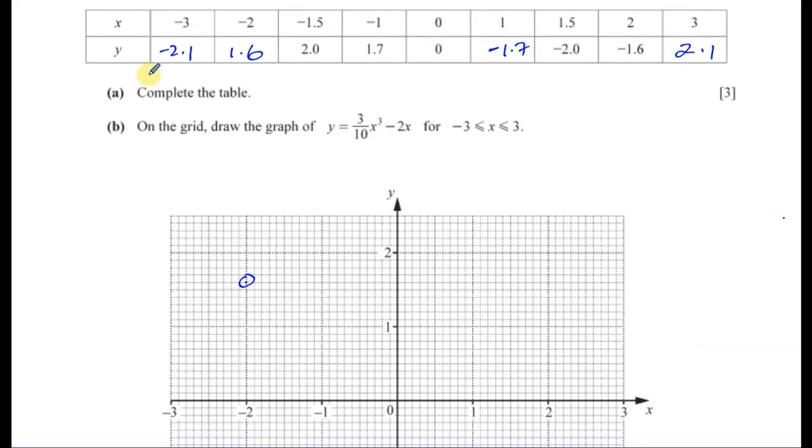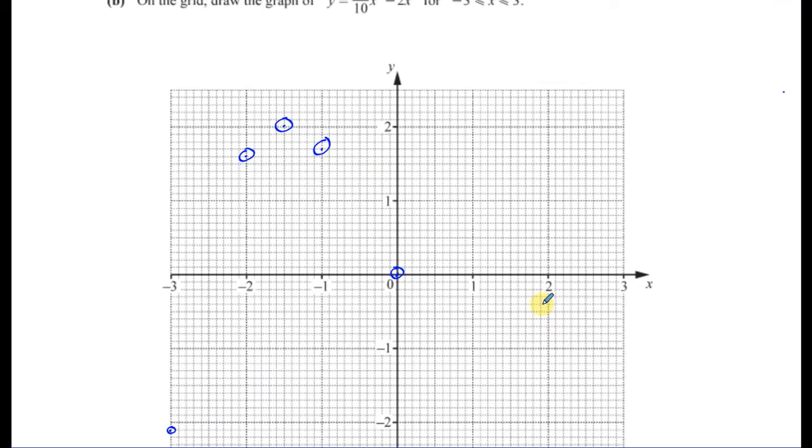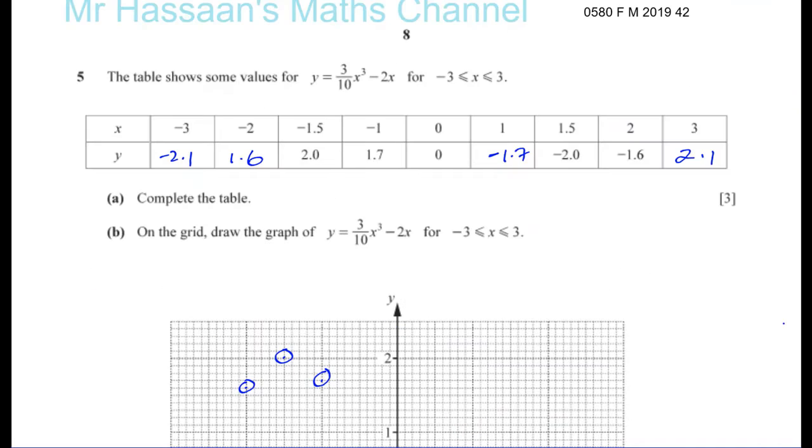And then minus 1.5 on x and 2.0 on y, so it's right at this point here. And then you have minus 1 and 1.7. That's 1.5, 6, 7. It's right there. And then you have the origin, 0, 0. And then you have 1 and minus 1.7, right here. And then you have 1.5 and minus 2.0, sorry, so it's right here.